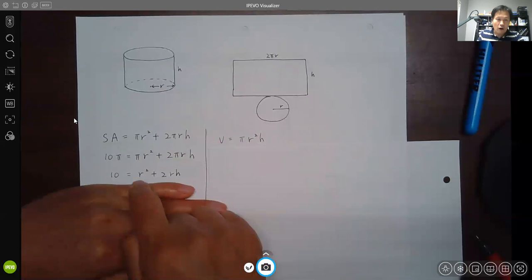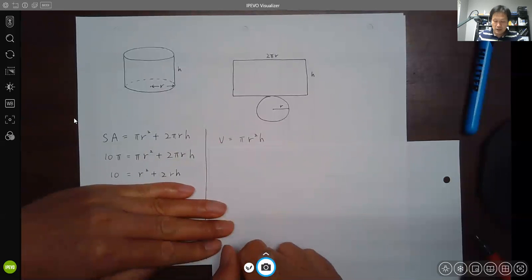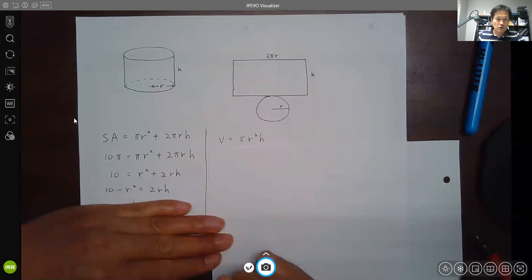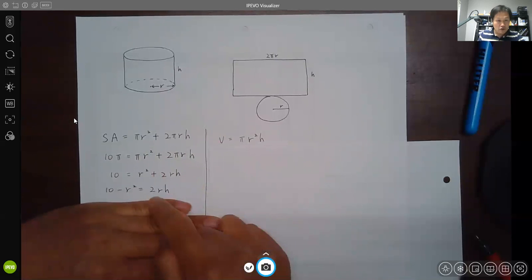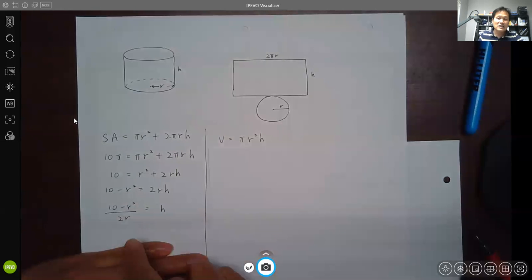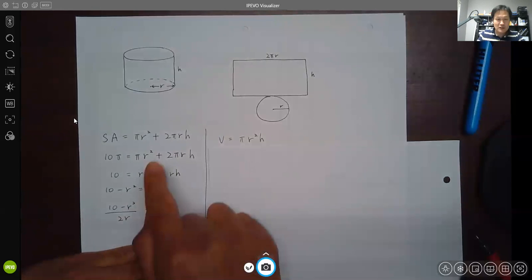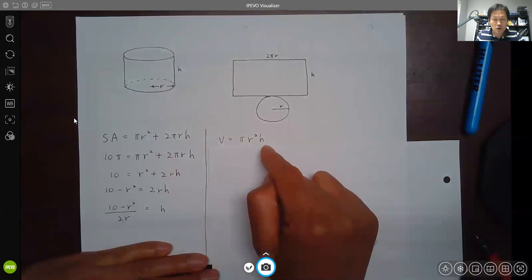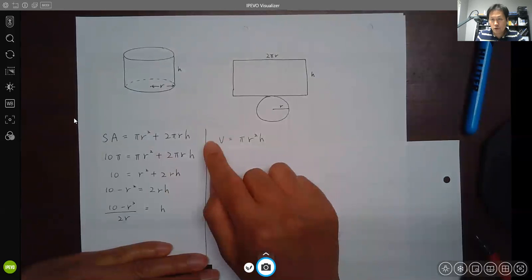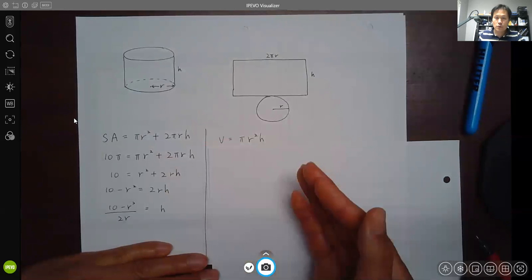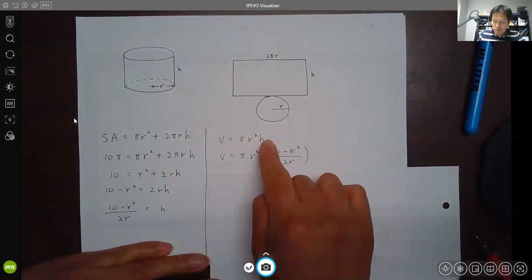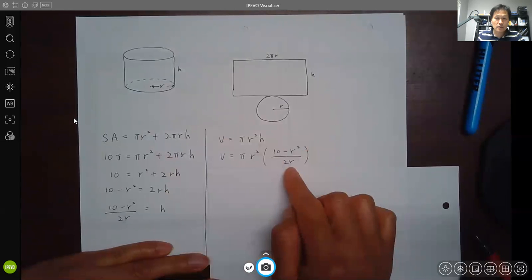Then I looked at r. r has a square. I don't want to go there. So h is nice and linear. So I'm going to solve for h. So move r squared to the left. I'm going to divide by 2r everywhere. I solved for h with this equation. Why? Because I'm going to substitute h here. So my volume formula will be expressed in terms of only one variable. So I plugged h here with the parentheses.